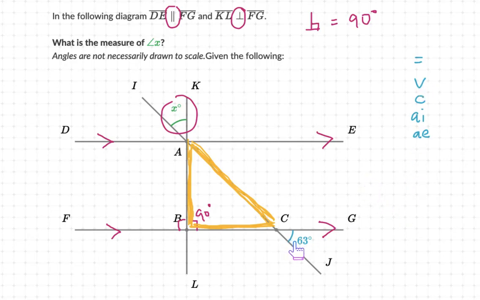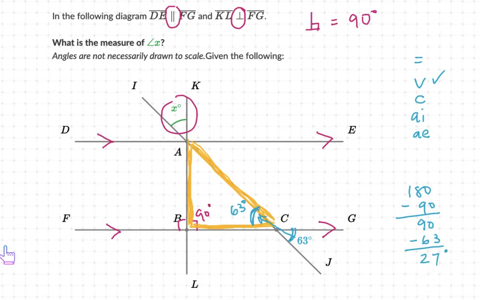Well, I know that 63 degrees is right across from this angle right here, so they make what we call vertical angles. That tells me immediately that this is also 63 degrees. And there we go, I already have two angles in my triangle. So I can just take 180 minus 90, I get 90, and then minus 63, and I'll figure out this angle over here. That would be 27 degrees.